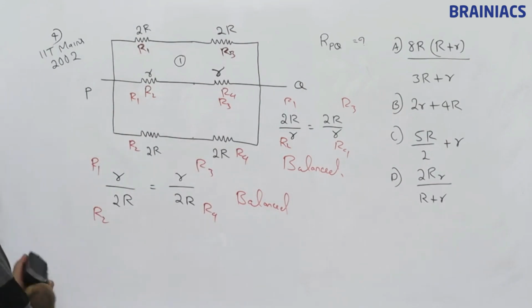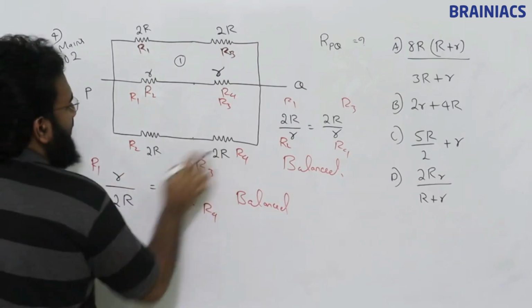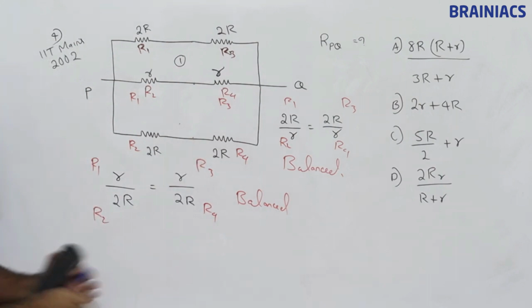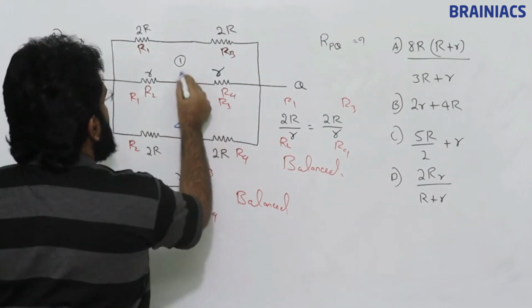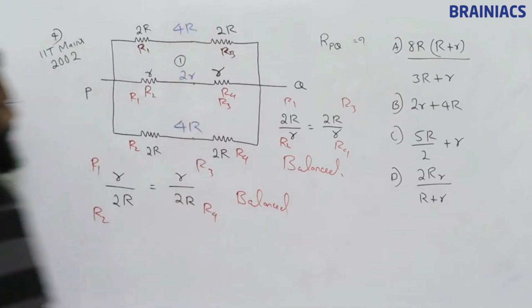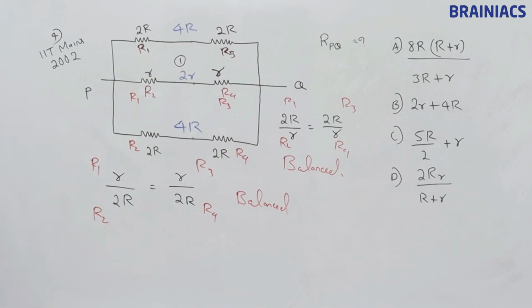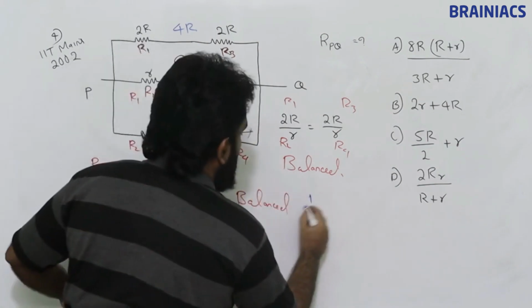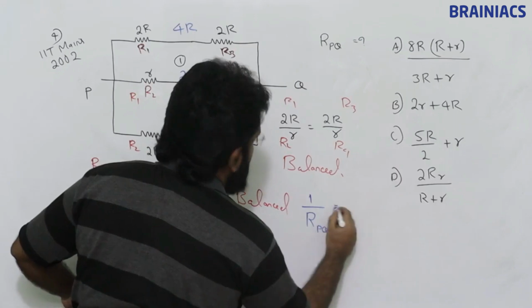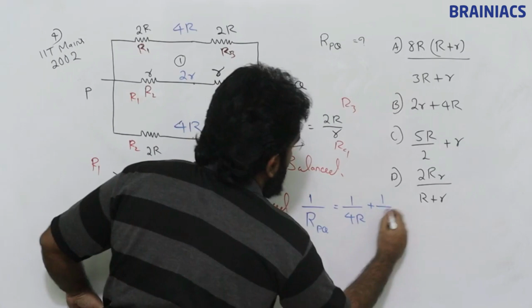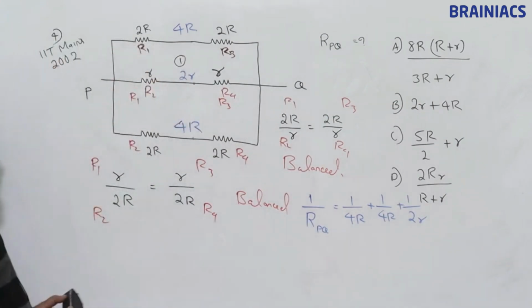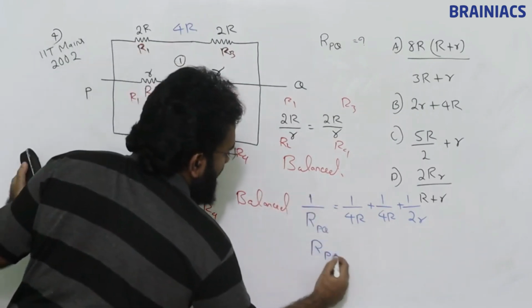All these are in parallel. What we generally do is 2r and 2r in series, so this is 4r. This is 4r, this is 4r, and this is 2r, and this is again 4r. So note this down. Directly, if you want, we can do it like that: 1 by rpq is equal to 1 by 4r plus 1 by 4r plus 1 by 2r. Likewise, we can solve this, or otherwise, by using this you will be able to find rpq.